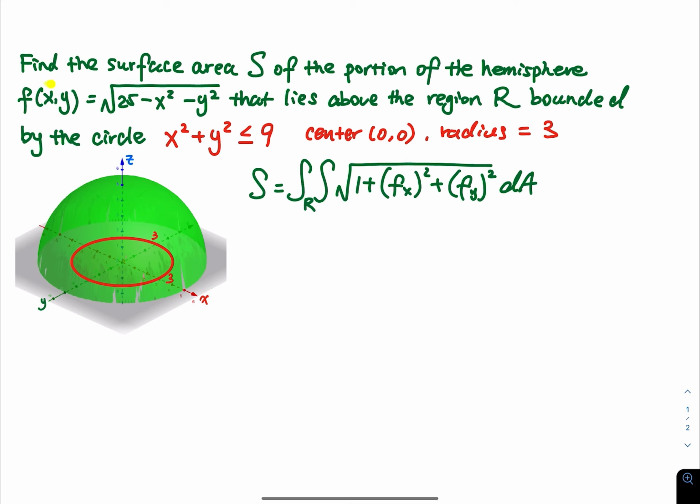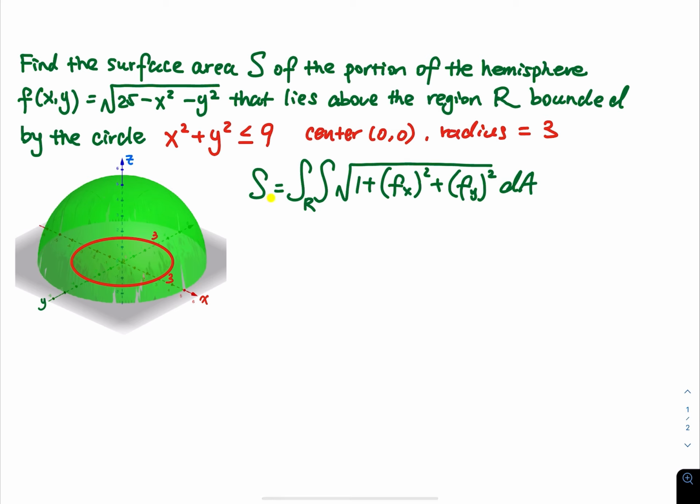However, this function is z equals the square root of that, so that represents the hemisphere. Okay, that's a hemisphere, which is like half of a sphere, right? Hemisphere. Okay, what is the first step that we have to do?